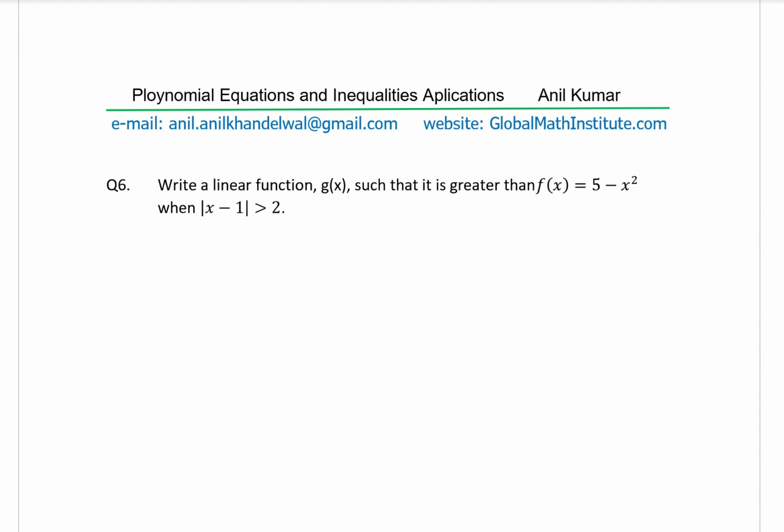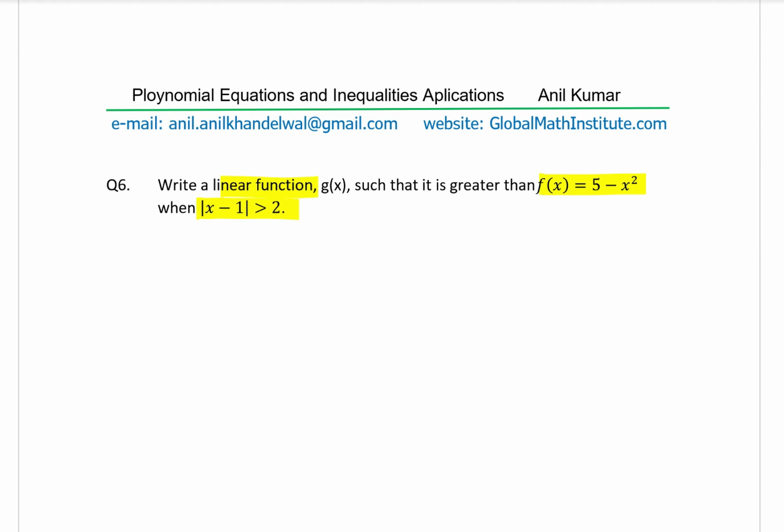Question number 6. Write a linear function g(x) such that it is greater than f(x) equals 5 minus x squared when the absolute value of x minus 1 is greater than 2. Wow. So this is a brilliant question. We have a couple of functions here. So we're looking into 3 types of functions. We have a linear function, we have a quadratic function, and an absolute value function. We have to combine the concepts learned about equations and inequalities to solve it.